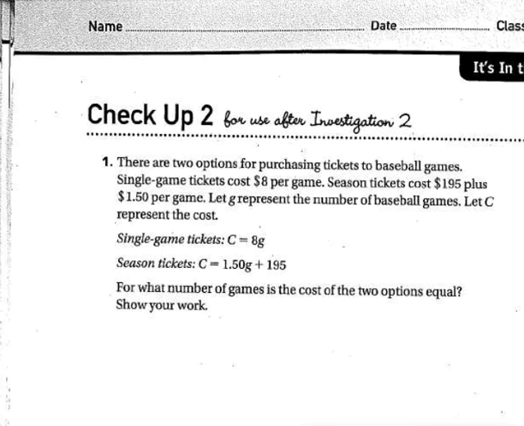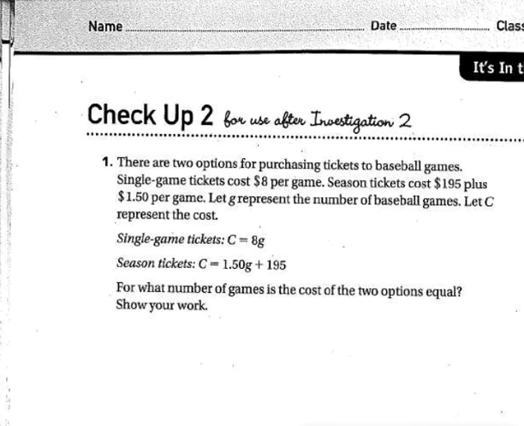All right. So this is the checkup 2, it's in the system. There are two options for purchasing tickets to baseball games. Single game tickets, which cost $8 per game, and season tickets, which cost $195 plus $1.5 per game. Let G represent the number of baseball games and C represent the cost.